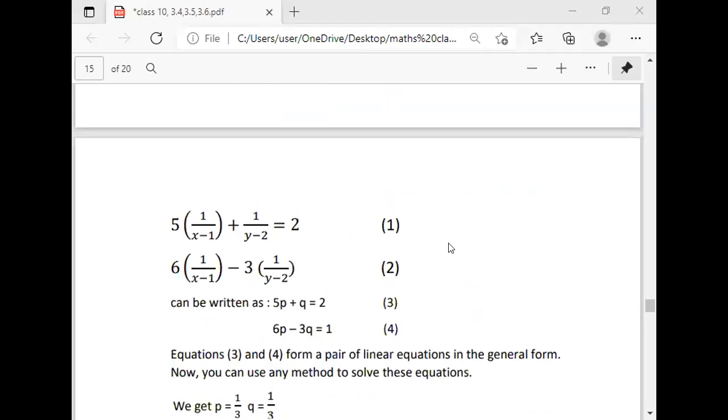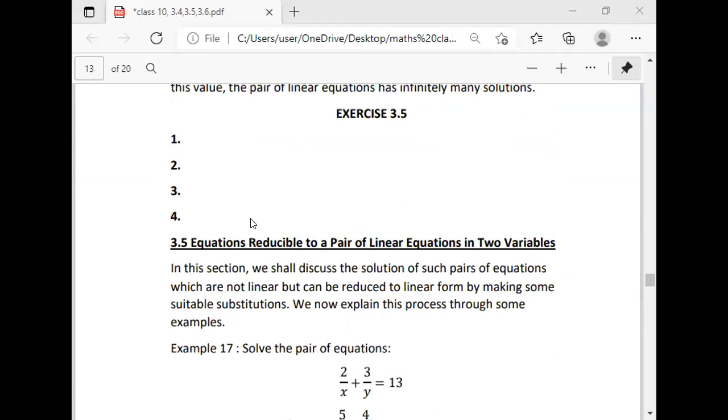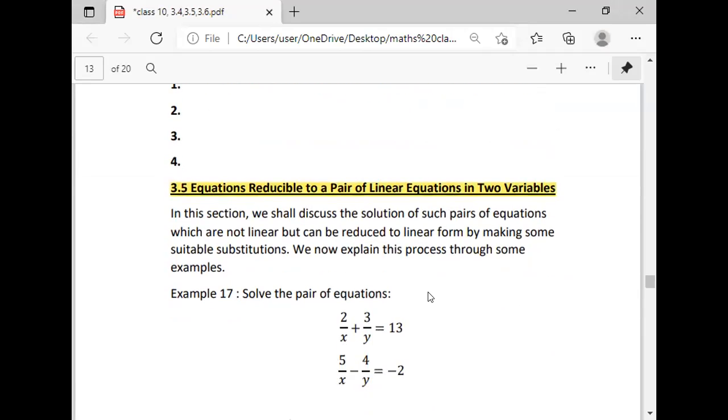So we were dealing with the cross multiplication method, and then we reached equations which are reducible to a pair of linear equations in two variables. We have seen how we can do so. You have learned it, you can tell me.